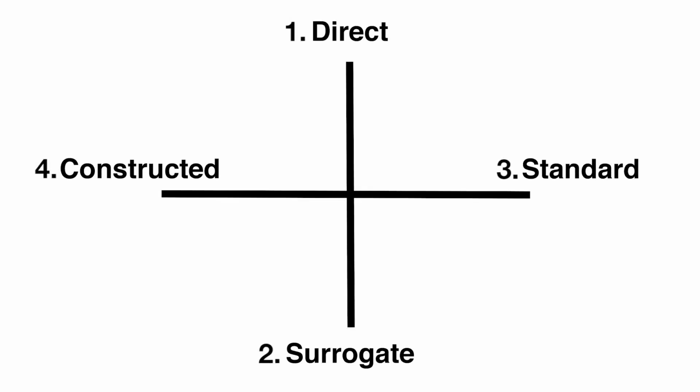Shown here is a grid with 4 quadrants with the 4 categories labeled: direct, surrogate, standard, constructed. Measurements fall into one of the 4 quadrants. Draw this grid on a piece of paper now. Let's unpack each of the 4 quadrants.